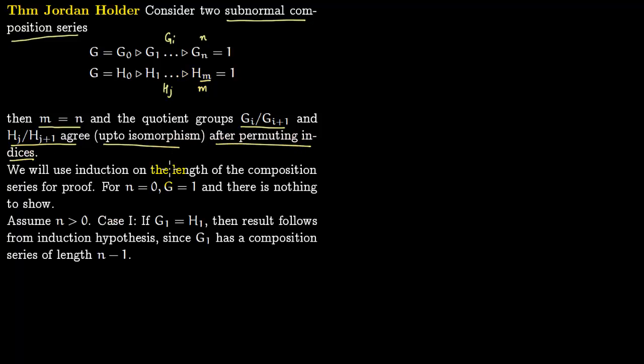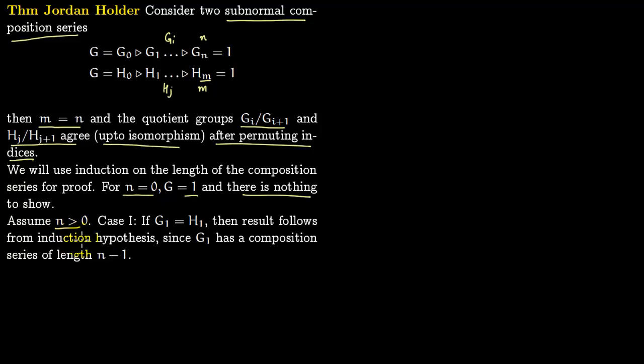To prove this, we will use induction on the length of the composition series. For n equals 0, there is nothing to prove. If n is just 0, you just have the trivial group, 1, and there is nothing to show.